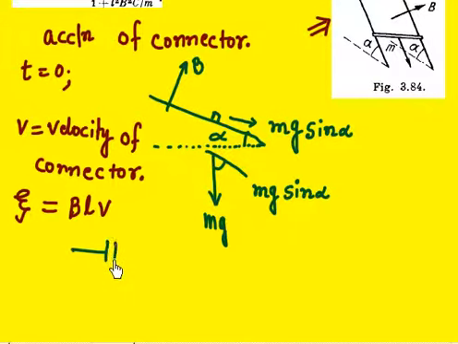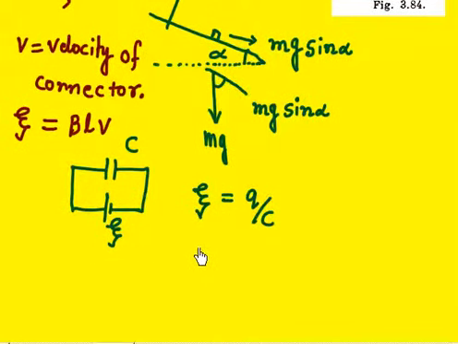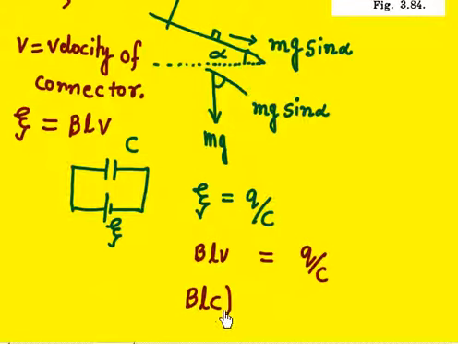Now if I write the circuit equation, my circuit is something like this. I have a capacitor here, and there is a battery here. The capacitance is C, and this is Xi, the EMF. If I write Q equals CV, then Xi equals Q by C. And Xi I know is BLV, so I can plug this value here. So BLV equals Q by C. This means BLC into V equals Q.